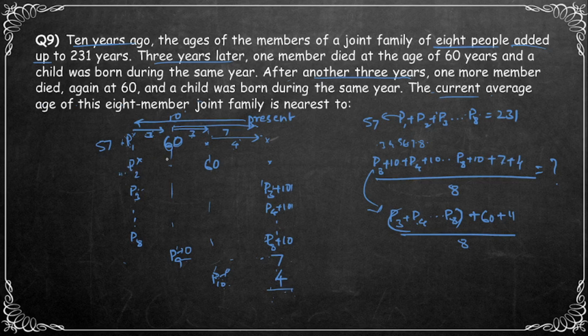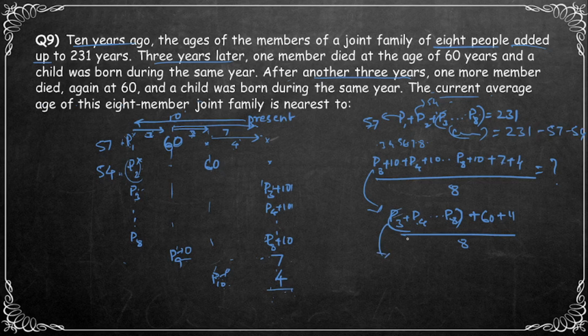So P2 died at this point at the age of 60, which is after 6 years, 3 plus 3, right? So P2 value is 60 minus 3 minus 3. So it is 54. Okay. P2 value is 54. Now P3 till P8, if we add, we get 231 minus 57 minus 54.